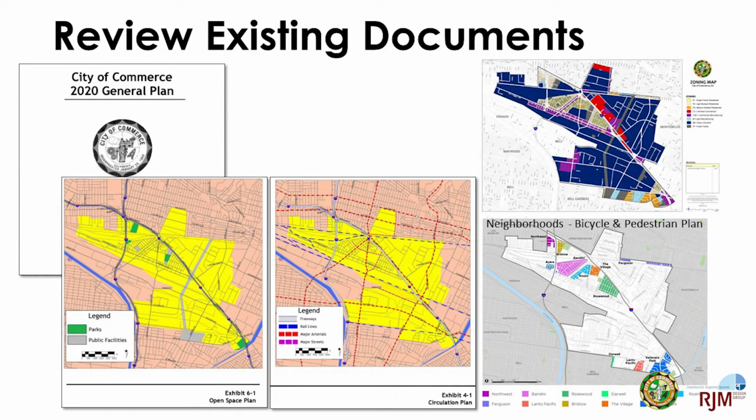As part of the background research, we'll review the existing documents, such as the Commerce General Plan. We'll look at land use, zoning, and different mapping analysis that has been conducted already to see where the community neighborhoods are and where the parks are, as well as what the city's planning for in the future.